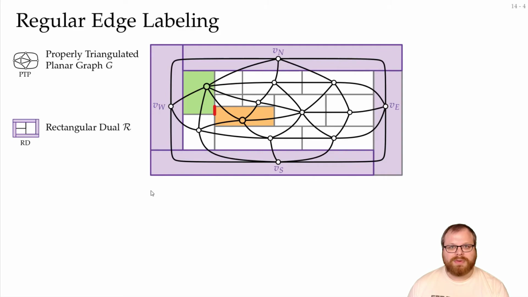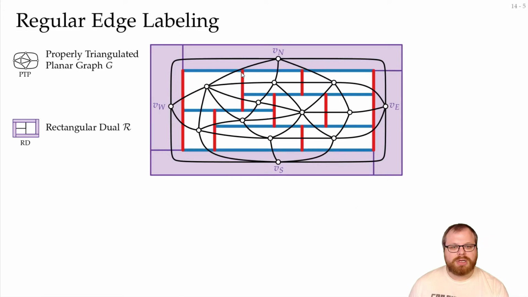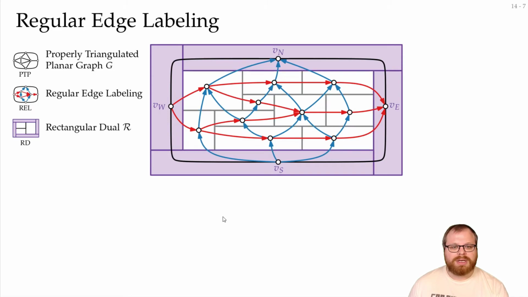And that we encode with a color and a direction. To get a regular edge labeling from the rectangular dual, we will just draw all these segments blue if they are horizontal and red if they are vertical. And now every edge that intersects a red segment is colored red, and every edge that intersects a blue segment is colored blue. Also, all the edges are directed from left to right for the red edges and from bottom to top for the blue ones. And this is our regular edge labeling. This describes exactly for every pair of rectangles how their contact works out.